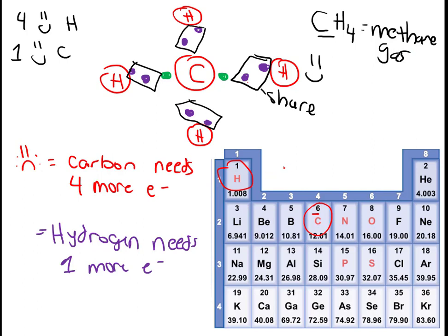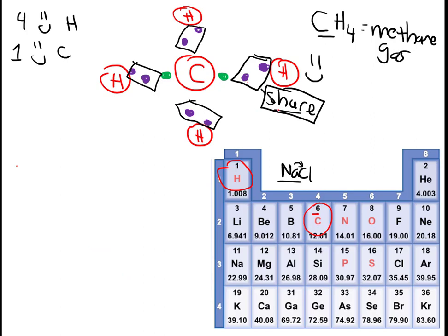Remember when we were talking about sodium chloride before, and I told you that sodium is going to give an electron to chlorine? But this time, when we created methane, nobody's giving any electrons away. Instead, they're sharing. These guys are friendly and they're sharing electrons instead of giving and taking electrons. So this is a totally different type of bond. This bond is what's called a covalent bond.